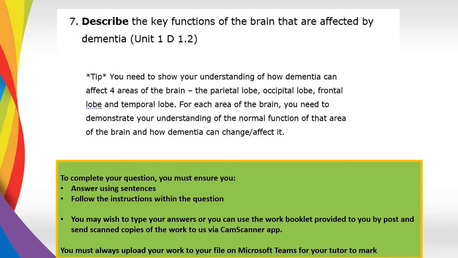Now, we're going to have you complete question 7. Describe the key functions of the brain that are affected by dementia. You need to show your understanding of how dementia can affect those 4 areas. I've broken this question down into those 4 areas. For each area of the brain, you need to demonstrate your understanding of what the normal function is and how dementia can affect it or change it. So, if you're summarizing, this part of the brain does this, this, and this. When somebody has dementia, it could be affected because it could cause this, this, and this. Okay, pause this video here whilst you complete this question.